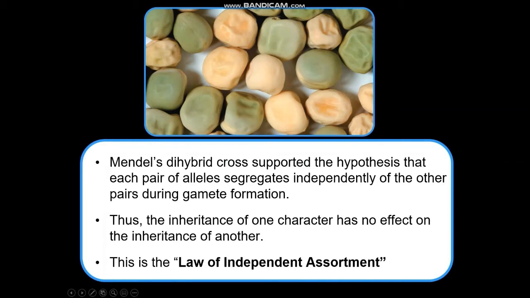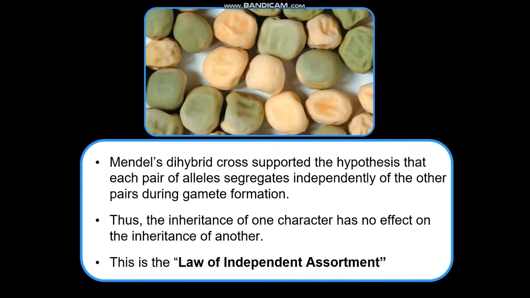So Mendel's dihybrid cross experiments supported the hypothesis that each pair of alleles segregates independently of the other pairs during gamete formation. Thus, the inheritance of one character has no effect on the inheritance of another. You can get all possible combinations, which should be obvious to anyone who's ever purchased peas in the grocery store, because green round peas are the ones we tend to buy. This is called the Law of Independent Assortment. It doesn't matter if you inherit this trait from a parent, it doesn't mean you'll get all of their traits.